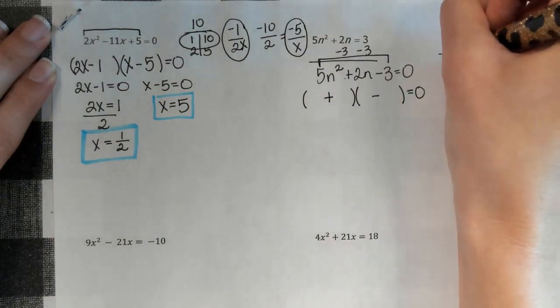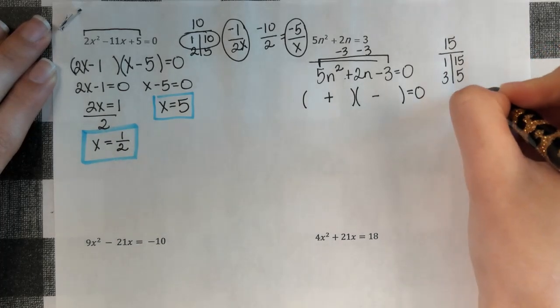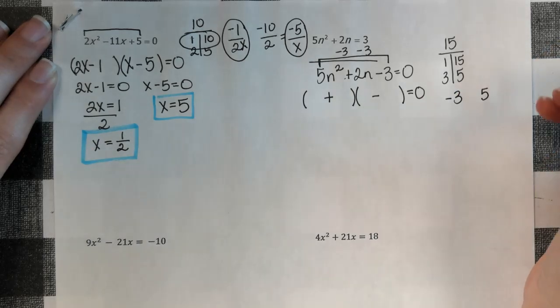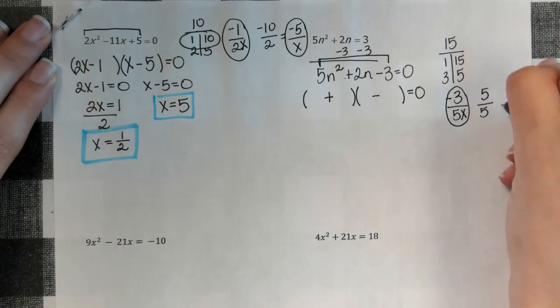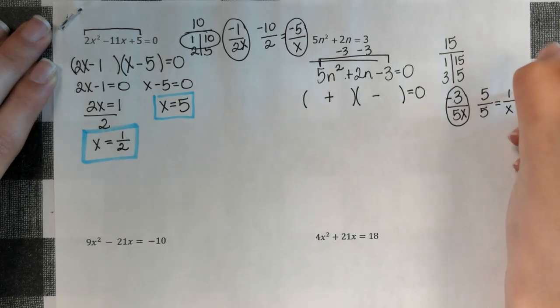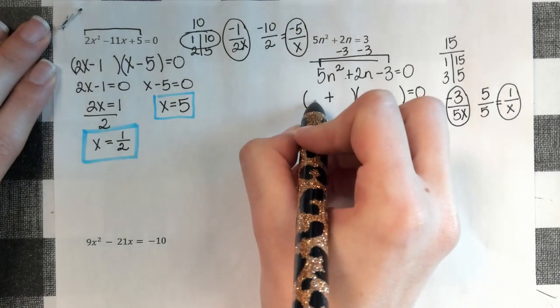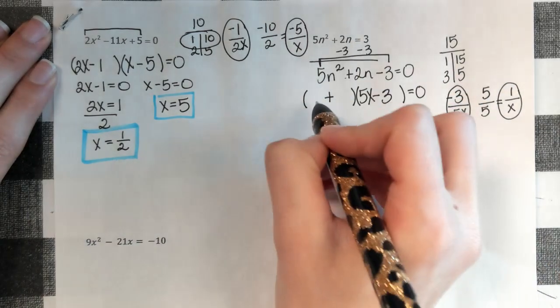So factors of 15, 1 and 15, 3 and 5. What am I going to choose? 3 and 5. Which one's positive, which one's negative? 5 is positive, 3 is negative. Then what do I do with that? Okay, 3 over 5 doesn't simplify, so I can find my x. 5 over 5 is a 1. Put it over x. So what are my two binomials? 5x minus 3 and x plus 1.